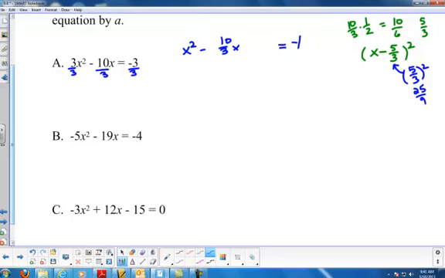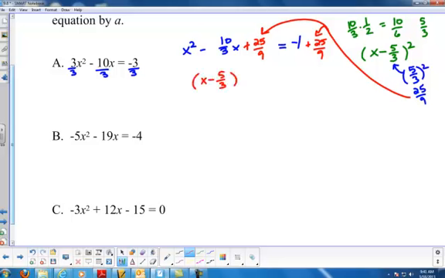So that's what we have to add to both sides of the equation here. So my factored form is x minus 5/3 squared. And on the right here, negative 1 is the same exact thing as negative 9 over 9. And negative 9 plus 25 is 16. So when you square root both sides, you get x minus 5/3 equals plus or minus the square root of 16 is 4. The square root of 9 is 3.